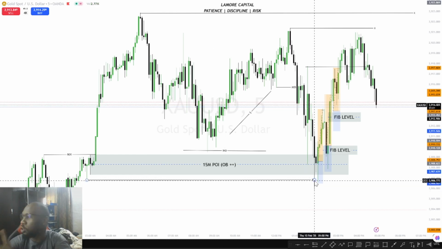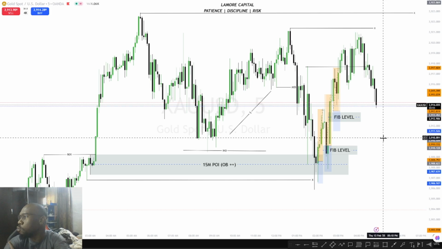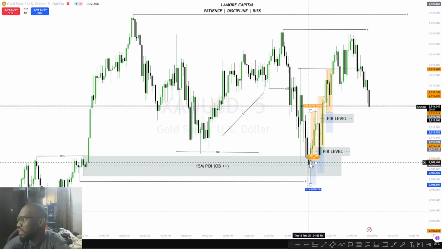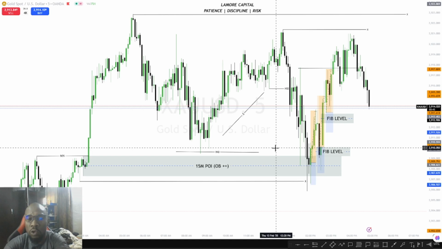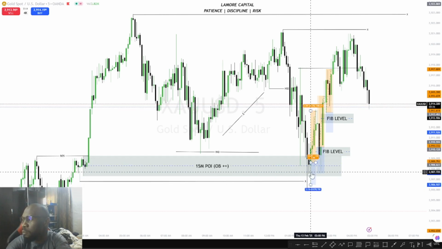That's my confirmation number one, to know that after this liquidity sweep, we are expecting a lot of volume in the market. So when that happened, after this liquidity sweep, the next candle here closed. What am I looking for next? I'm looking for a candle close inside my point of interest. After getting a liquidity sweep, we look for a candle close inside the point of interest.